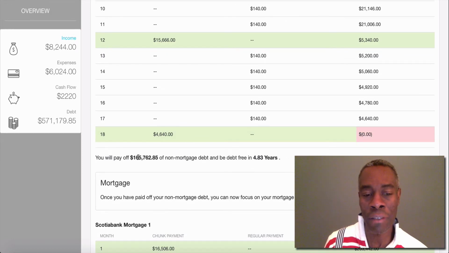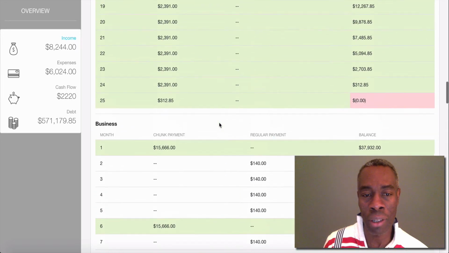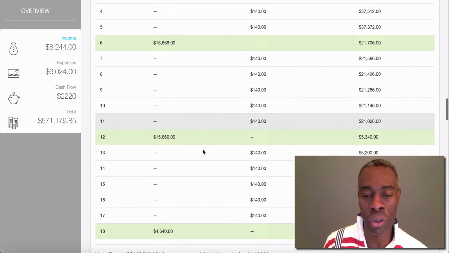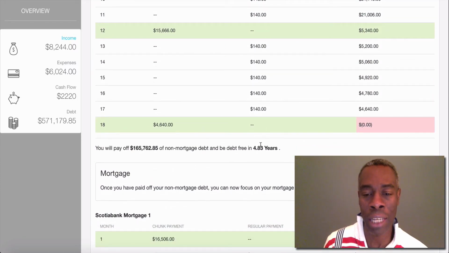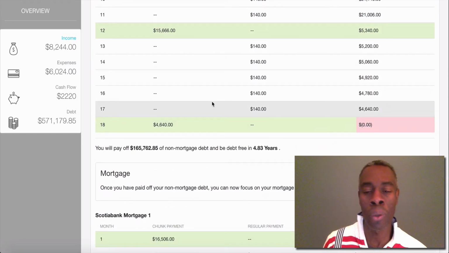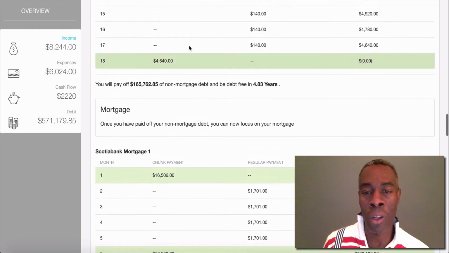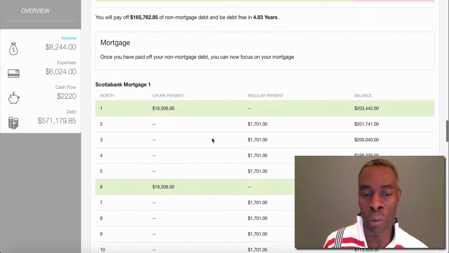So $165,762.85 will be paid off in about 4.83 years. Now, this is really conservative because we noticed that not all months are used up with the chunk payments. So this is the maximum it will ever take you to pay this off if you just follow the strategy and the chunk payments. And then once all your non-mortgage debt is paid off, you move on to the mortgage.